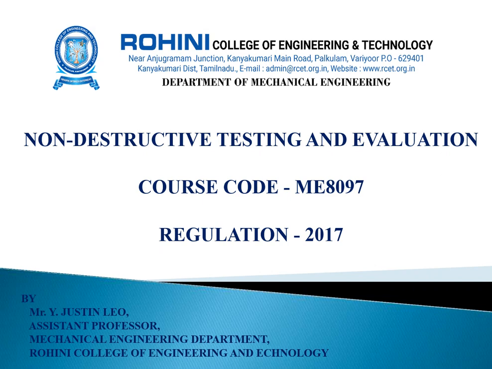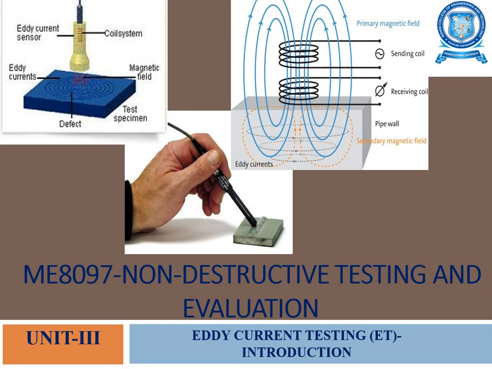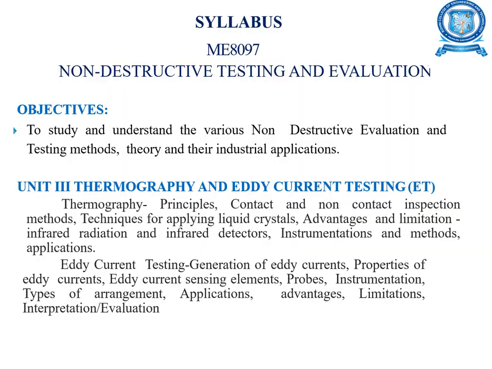Welcome to the Non-Destructive Testing and Evaluation course. Course code is ME8097 for the regulation 2017. So in this video session, we'll be studying about the eddy current testing in the unit 3 and the introduction of eddy current testing.